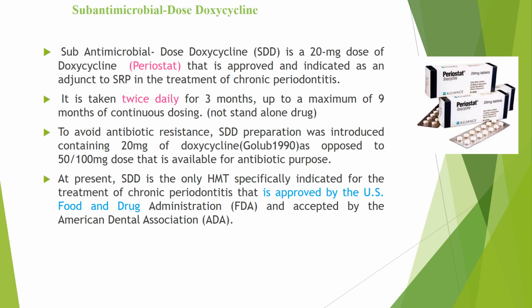So one method is sub-antimicrobial dose doxycycline. You could ask me, doxycycline is an antibiotic. What if you give it for a long time? What will happen to the question of antibiotic resistance? That's why the concept of sub-antimicrobial dose doxycycline came into play. This is just a 20 milligram dose of doxycycline that is approved and indicated as an adjunct to SRP in the treatment of chronic periodontitis. It could be taken twice daily for a period of 3 months, and up to a period of 9 months.